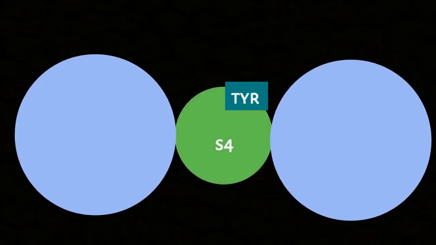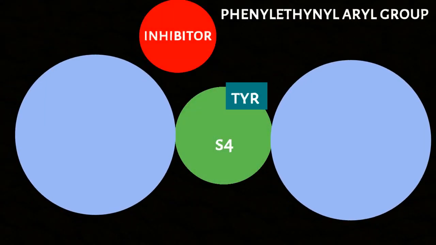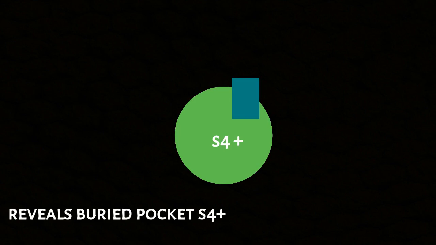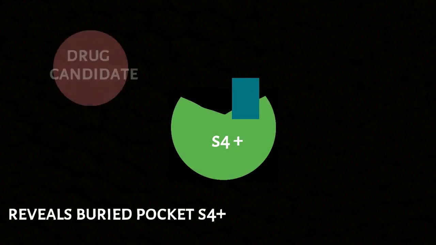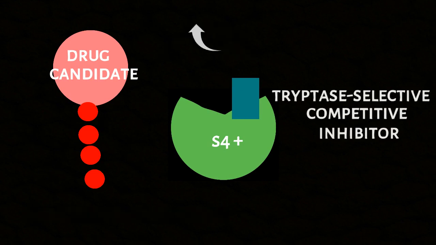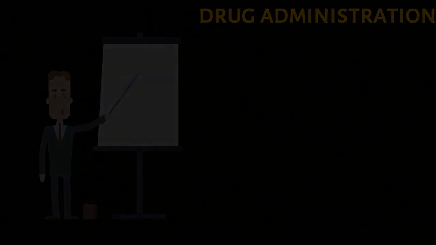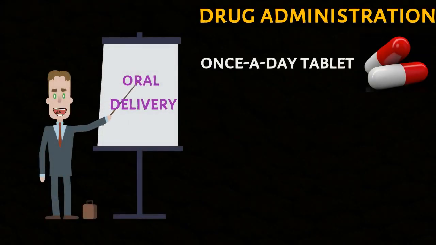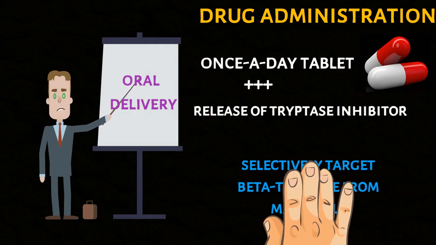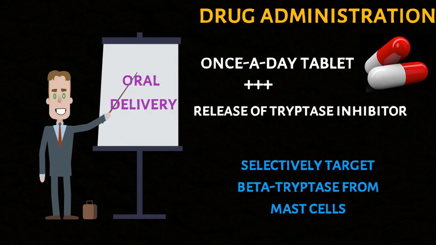The addition of a rigid phenylethynyl aryl group on inhibitors induces rotation of an S4 pocket residue, tyrosine 95, to reveal a buried hydrophobic pocket known as S4+. We seek to design a drug with hydrophobic carbon-hydrogen side chains to bind this pocket and produce a selective tryptase competitive inhibitor. Our drug will be administered by a once-a-day tablet with a standard release of the tryptase inhibitor, which will selectively target beta-tryptase from mast cells.